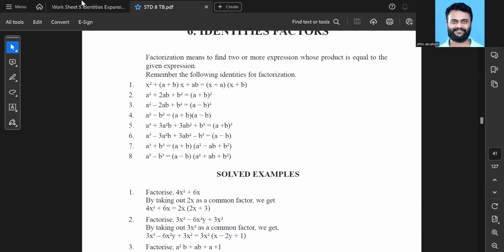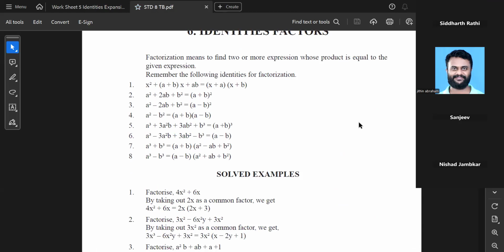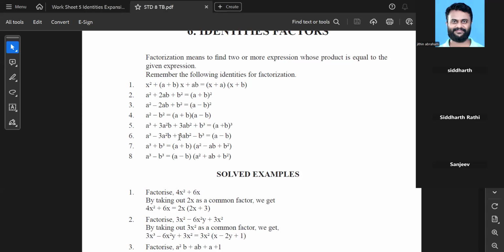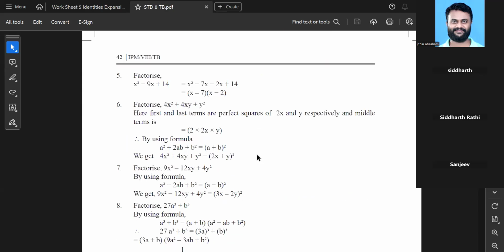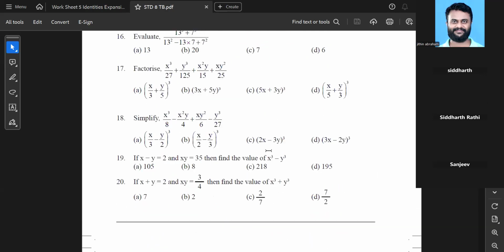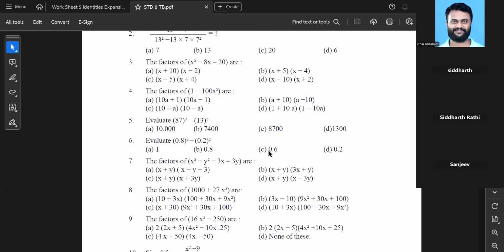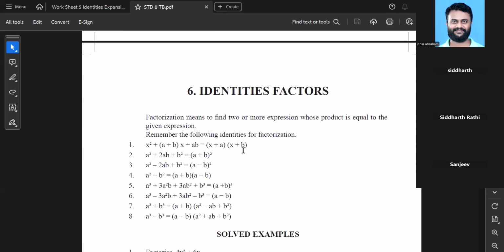Actually, I don't have the answer. To my knowledge, sir, I don't think we have done identities expansion. Okay, identities expansion and identities factor. See, basically, what is expansion? I'll tell you. This is a plus b the whole square. So this is one equation. What is a square plus 2ab plus b square? Basically, you're expanding this equation. You're basically making it longer.